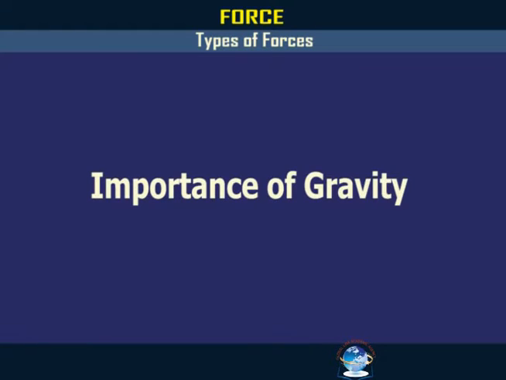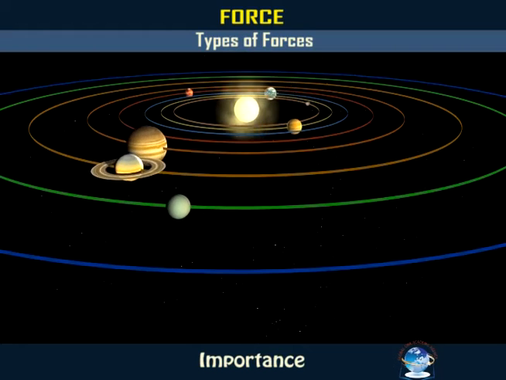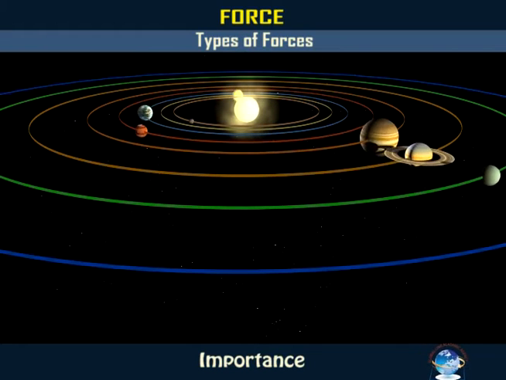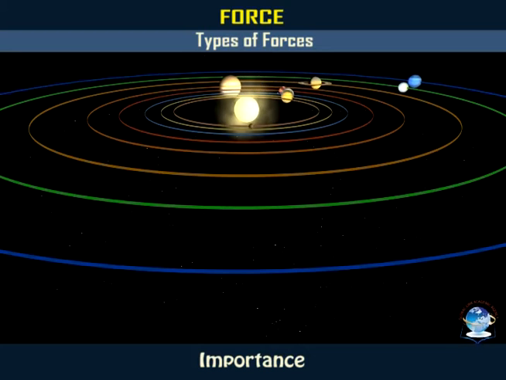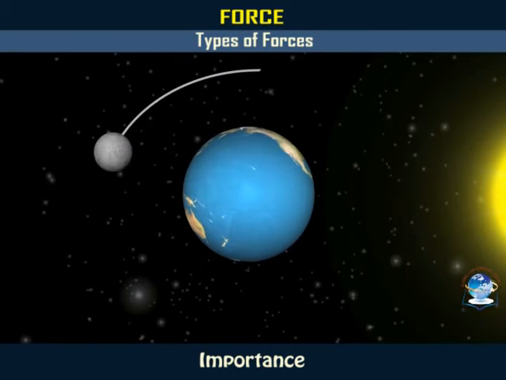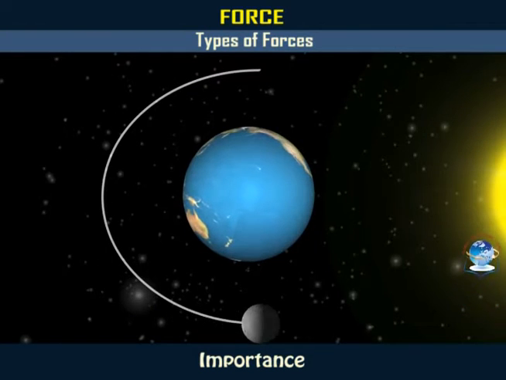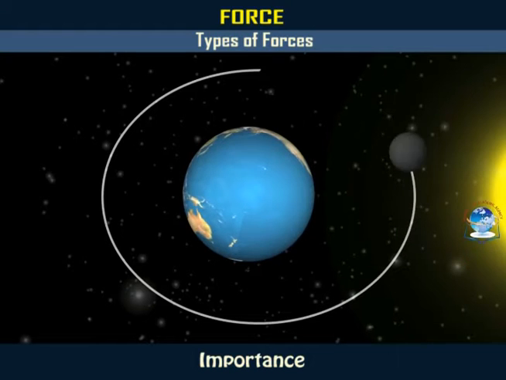The force of gravity is of monumental importance. It is the force of gravity between the Sun and the planets that keeps the planets in their orbits. It is the force of gravity between the Moon and the Earth that keeps the Moon in its orbit.